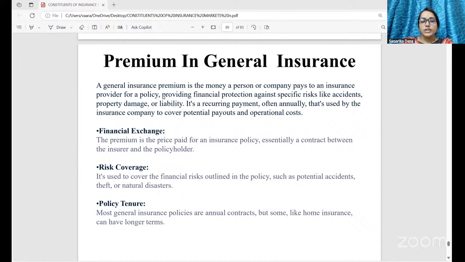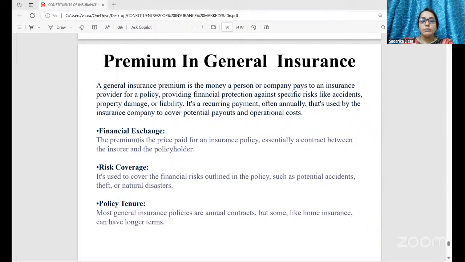Now, general insurance. There is no difference between the premium introduction and premium explanation with regard to life insurance or general insurance. The only difference is that life insurance is meant for the life of a person, whereas general insurance is meant for the organization or the products. Now, premium in general insurance will have financial exchange.